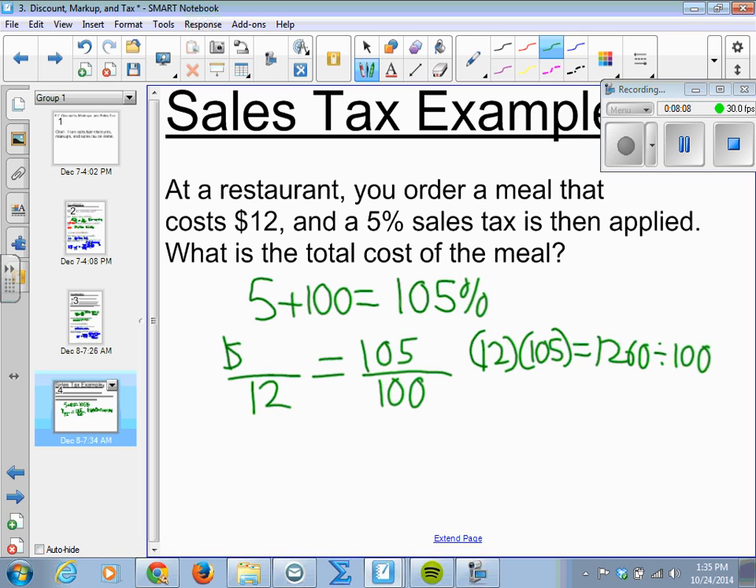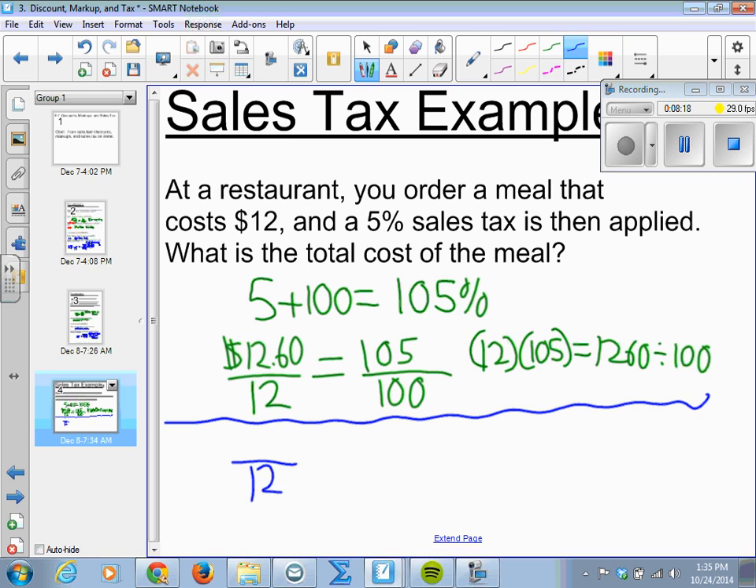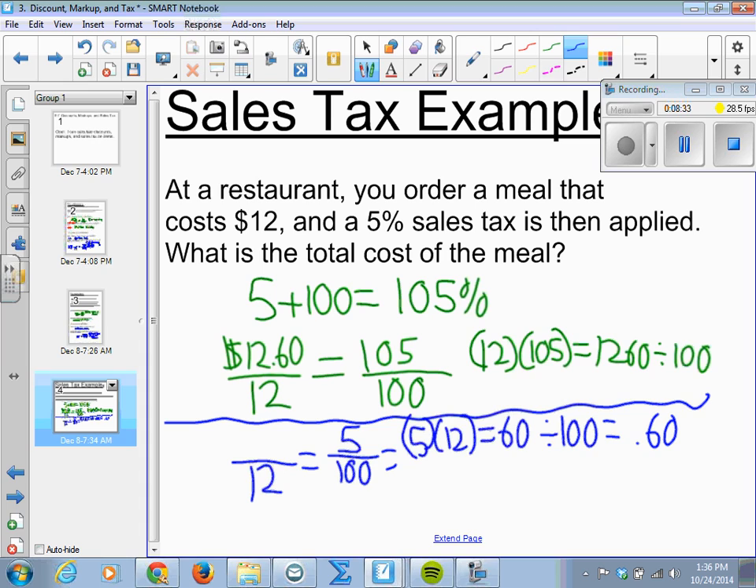$12.60. If we did the other method, where we found the tax and added it on, well, original bill is still 12, 5% out of 100, 5 times 12 is 60. Divide that by 100 to give us 60 cents. Add that to our original bill of $12, and again, we will get $12.60. This concludes your lesson on discount, markup, and tax. We will practice this in class.